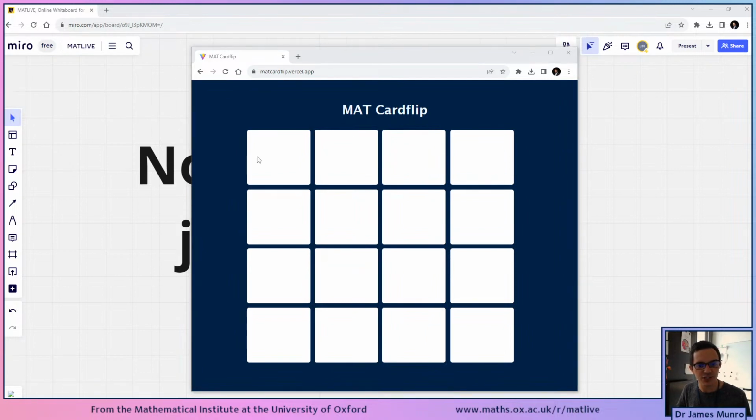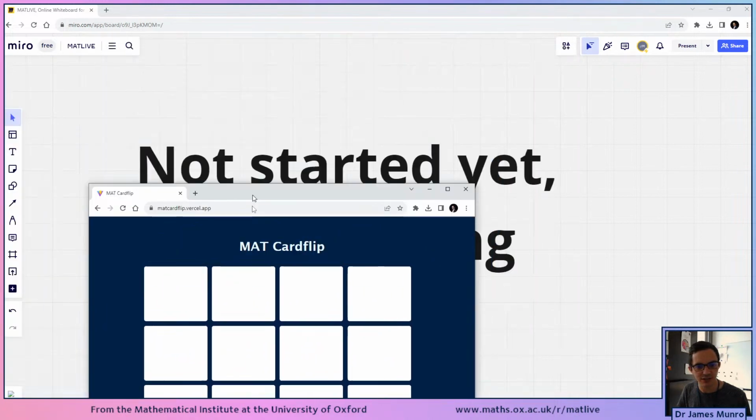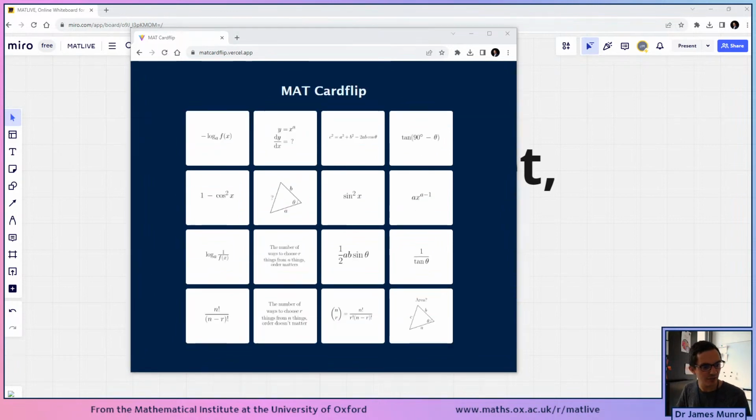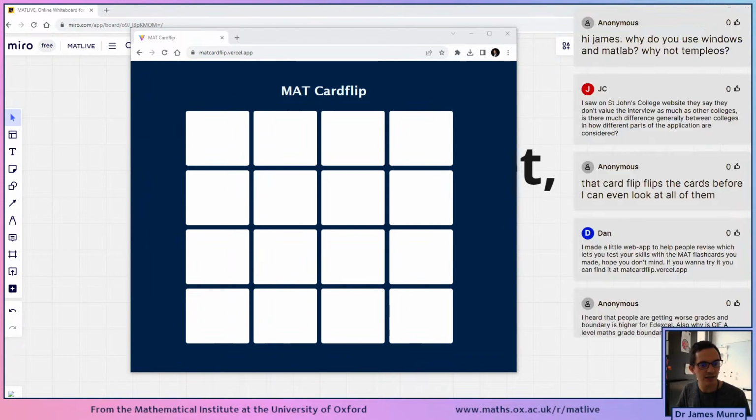Right, hang on, let's switch. Let's do some switching around. We have not started yet, we're just chatting. We're playing with a web app that Dan's made based on the MAT flashcards. Would love to know how you made this. Hang on a moment, let's turn on chat as well, that sounds like fun. Yeah, we're just chatting. And I've got to remember, in 10 minutes, to actually start.